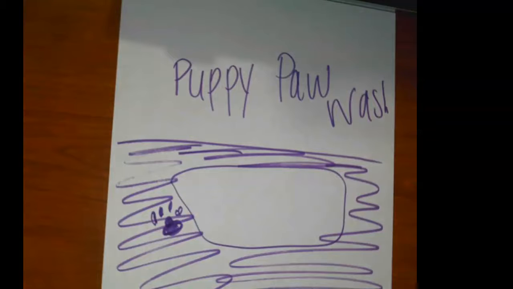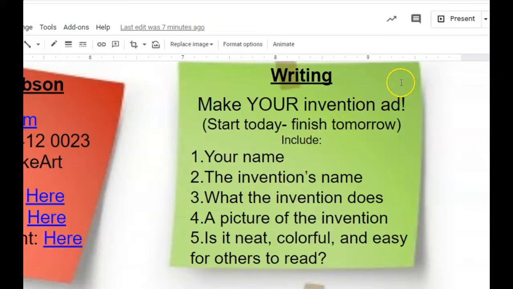No, and it's sloppy, and I used the same color for everything. I mean, I know I like purple, but still, that's not appropriate. I didn't follow the directions of what should be all included. I didn't include my own name. I didn't tell what the invention does. It's not neat and colorful and easy to read. So I think I need to start it again.